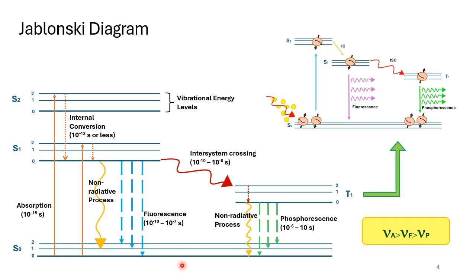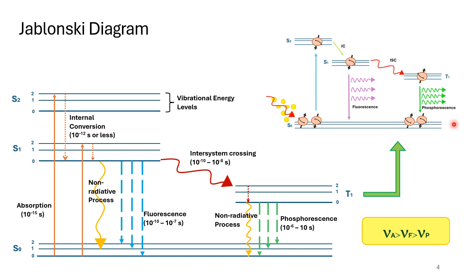This transition from T1 to S0 is a forbidden transition and it takes a longer time than fluorescence. This transition or relaxation can again occur via a non-radiative pathway or via a radiative pathway as phosphorescence.